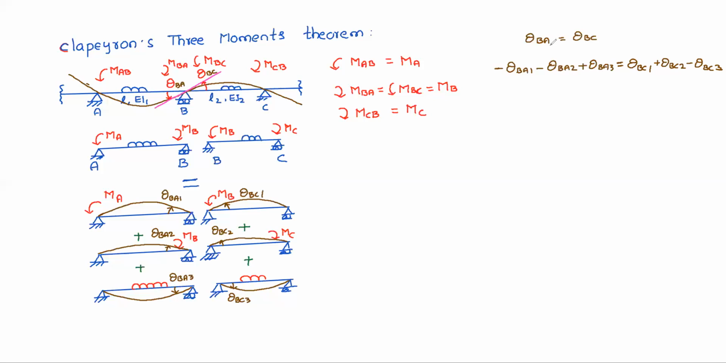The equation is theta BA equal to theta BC. Theta BA we are splitting into three components. See, theta BA according to our assumption is anti-clockwise, but theta BA1 is clockwise, that means minus. Theta BA2 is clockwise, that is also minus. Theta BA3 is anti-clockwise, positive.